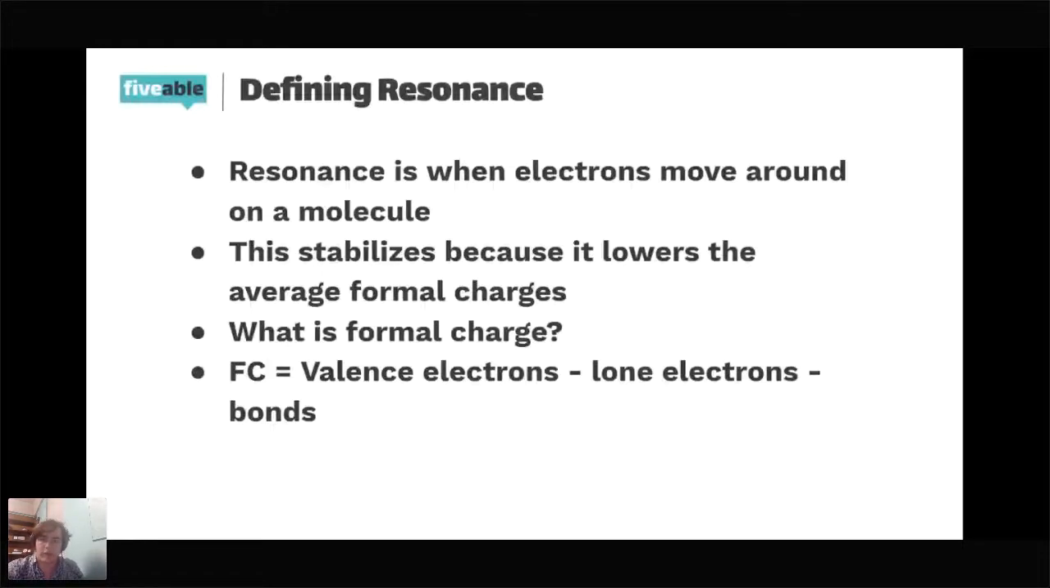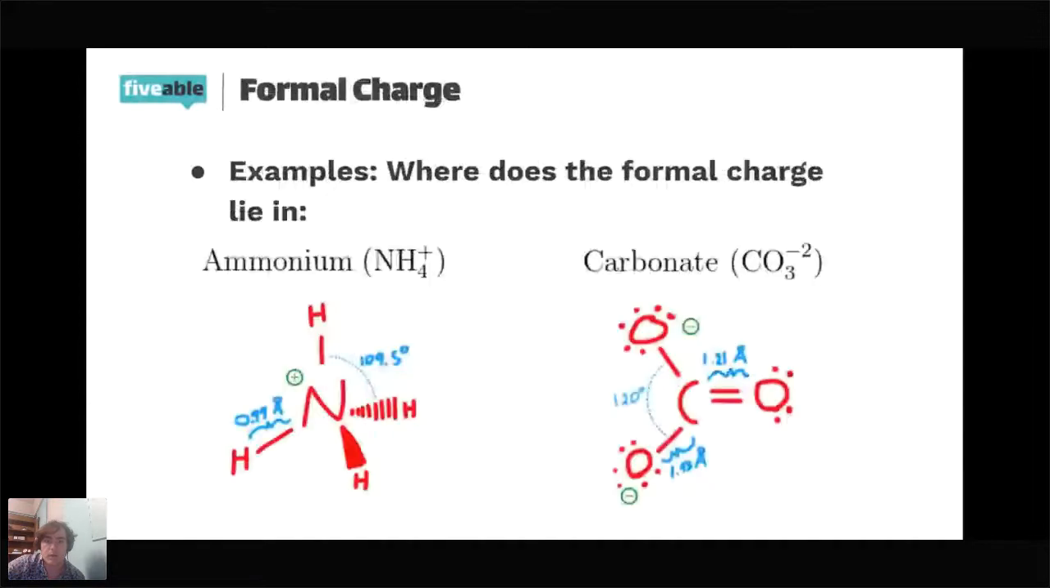So the formal charge is literally just the number of valence electrons. For example, for oxygen, that's 6. For nitrogen, that's 5. For carbon, it's 4. Minus the number of lone electrons on the atom, minus the number of bonds on the atom. So where does the formal charge lie in ammonium and carbonate?